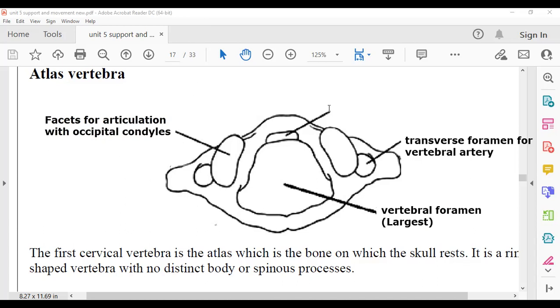And this is a special facet. What is that facet? Facet for articulation with odontoid process. Correct the spelling? Odontoid. Correct? Odontoid process. So you can label it.